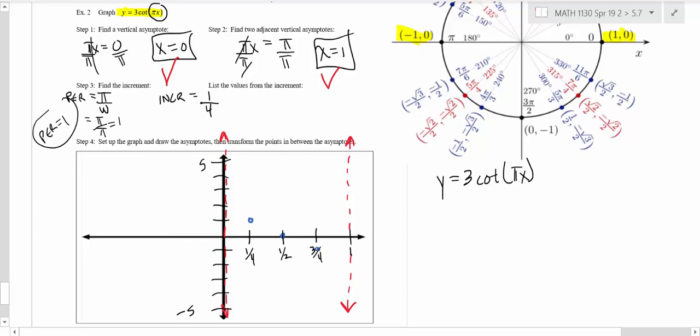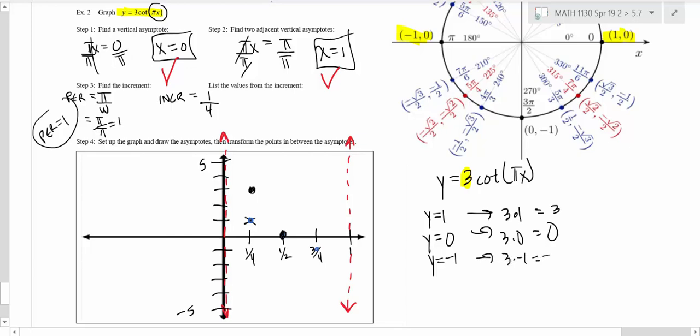So you're going to transform those points by tying in that 3. The last problem we did 2 times the y value minus 1. Well, now all we got to do is this. We have y is equal to 1, so now we just do 3 times 1. So that point right there actually just moves up to the 3 now, like that. Then we have y equals 0. So I do 3 times 0, I get 0, so that point's in the same place. And then I have y equals -1. So 3 times -1 is -3.